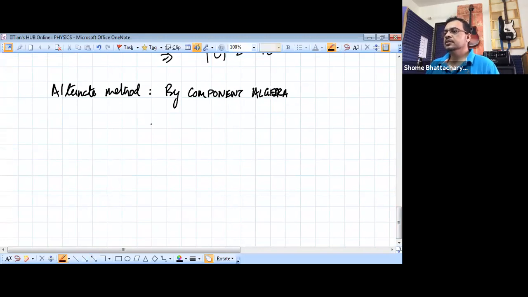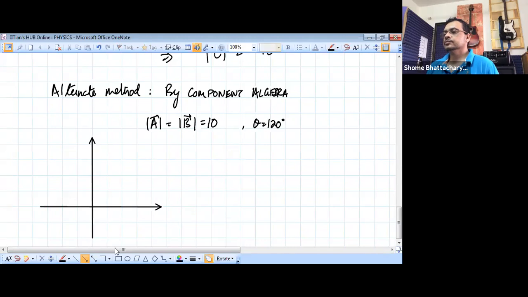By using component algebra. It's given that the magnitude of A is equal to the magnitude of B is equal to 10, and theta is equal to 120 degrees between them. So let us take vector A along our x-axis, and let's take vector B at 120 degrees, something like this. Vector B is at 120 degrees. Its magnitude is 10, and vector A along the x-axis, its magnitude is 10.